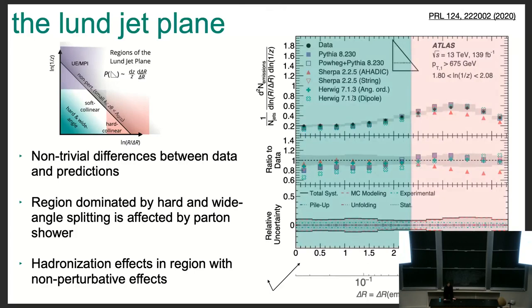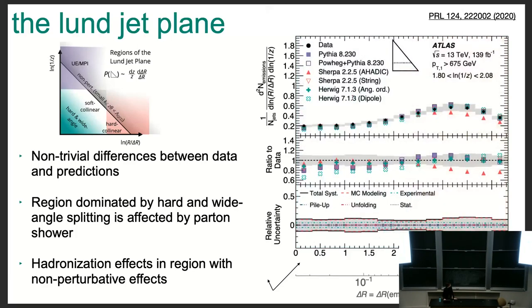And you can see really nicely here, I'll go back to a slide without the colors in just a second, that this slice really demonstrates the factorization beautifully. In the left part of the plane, there are large differences between your different parton shower models. This corresponds to the hard and wide angle region, which is exactly where you would expect these to come into play. And there are much smaller differences between the different orange markers.